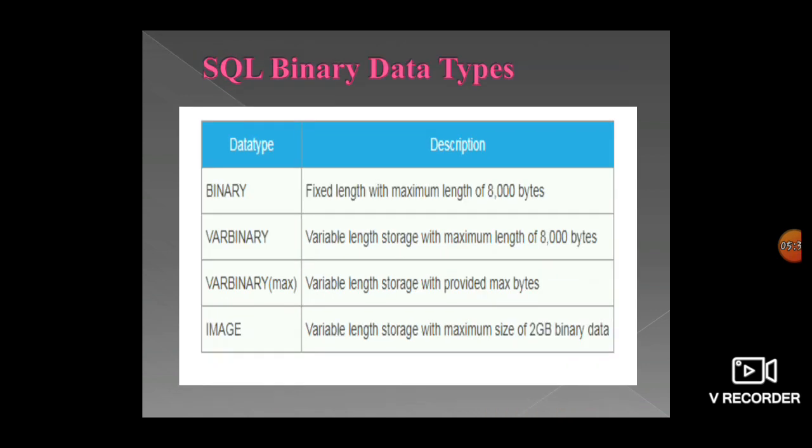Going to the next one, here we are going to store binary data types. Those will all be in the form of bytes. You can see the different data types we use, such as binary, varbinary(max), and image. Sometimes we store images also. Images occupy some amount of memory, and because of that we use these kinds of data types.